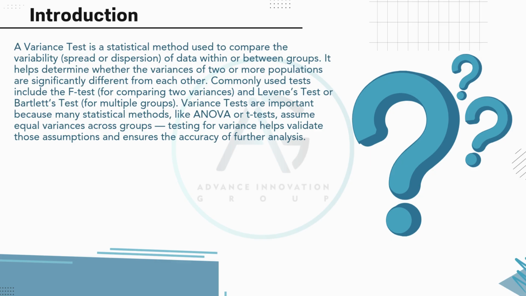Variance tests are important because many statistical methods like ANOVA or t-tests assume equal variances across groups. Testing for variance helps validate those assumptions and ensures the accuracy of further analysis.